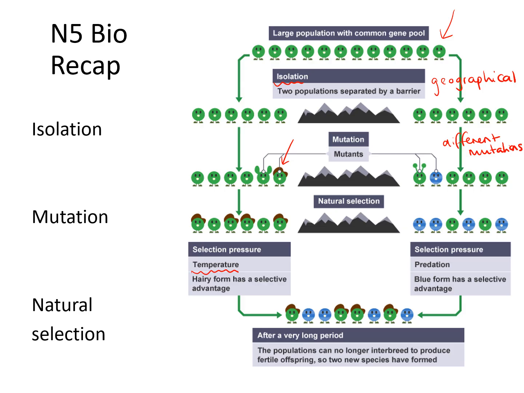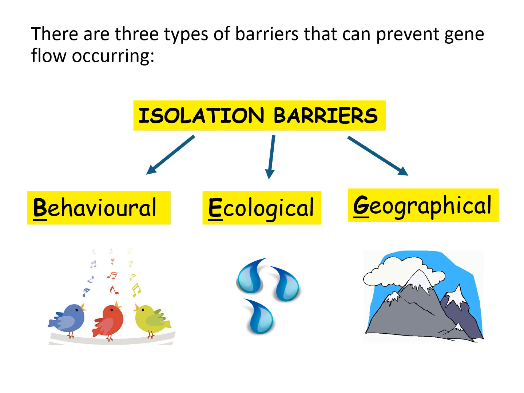So again, that's happening over millions of years. And we're going to know that we have a new species because they're no longer able to interbreed to produce fertile offspring. So we've got two new species that have been formed.